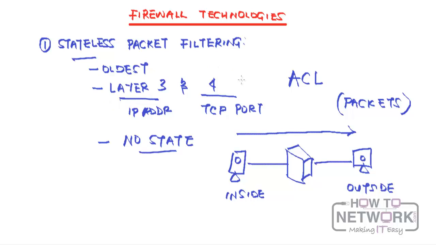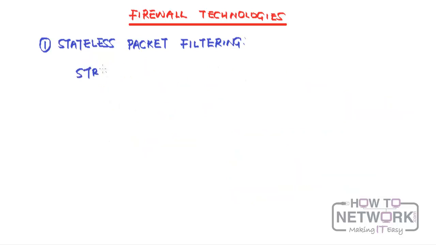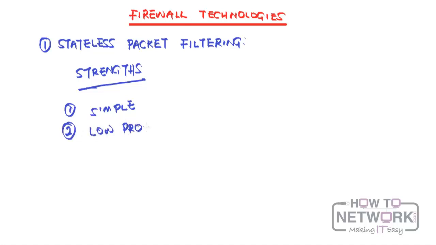Now let's talk about the strengths and weaknesses of this. I'm just going to clear up this screen. One of the strengths, so I'll just write strengths here, is that it is very simple to implement. As we saw with ACLs, you can easily write permit and deny statements. Another thing is that it has low processing impact. As we saw, we implemented it on routers and you can even implement it on switches.